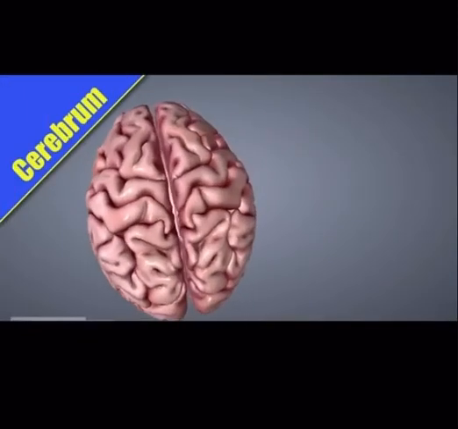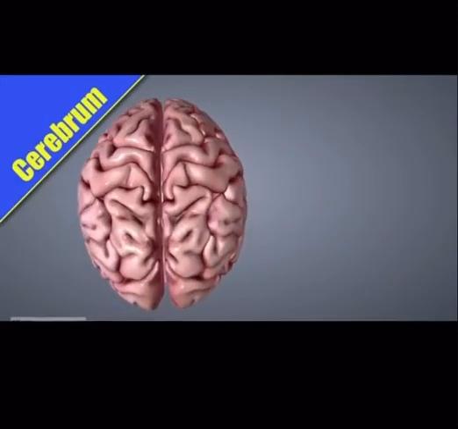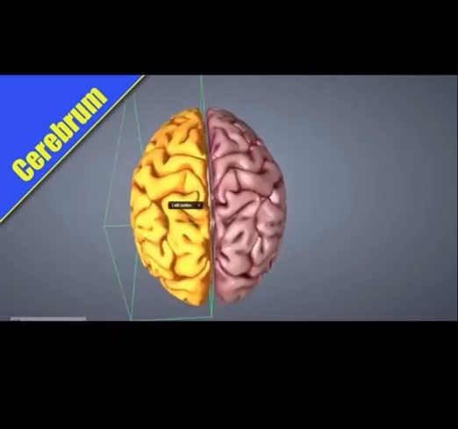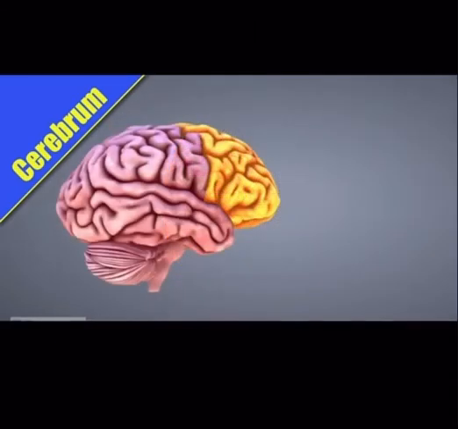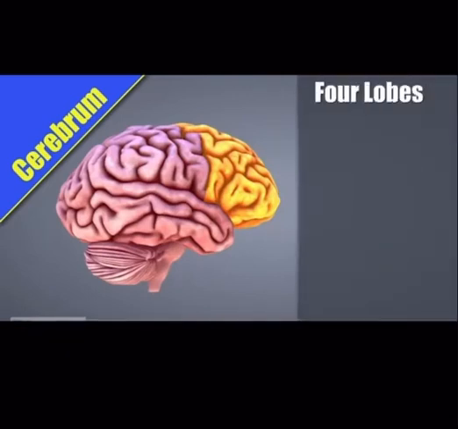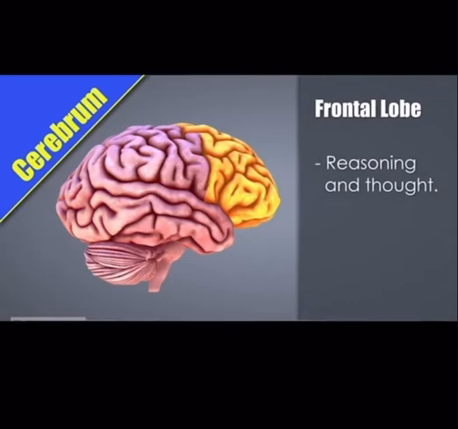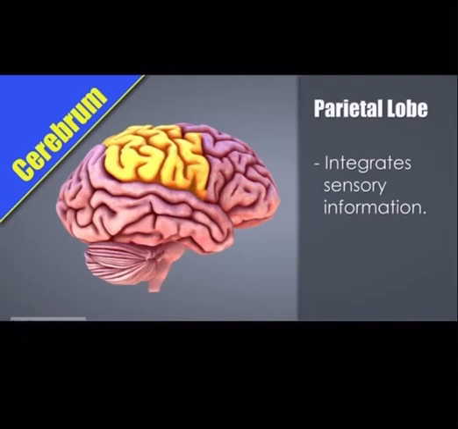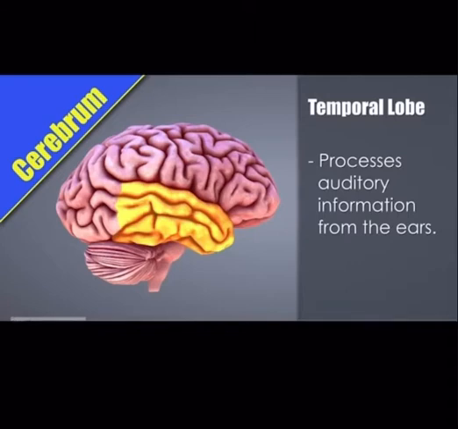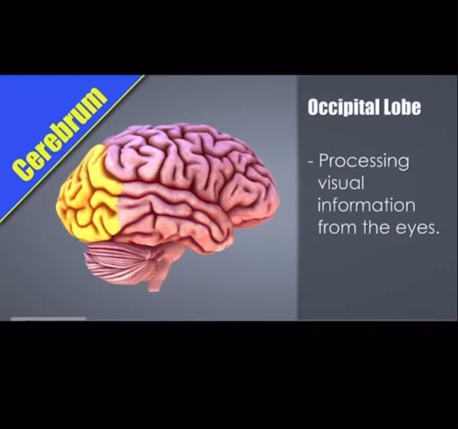cerebrum, and the largest section is divided into two major hemispheres, the right and left hemispheres. The cerebrum is further divided into the frontal, parietal, temporal, and occipital lobes. The frontal lobe is primarily responsible for reasoning and thought, the parietal lobe is primarily responsible for integrating sensory information, the temporal lobe is primarily responsible for processing auditory information from the ears, and the occipital lobe is primarily responsible for processing visual information from the eyes.